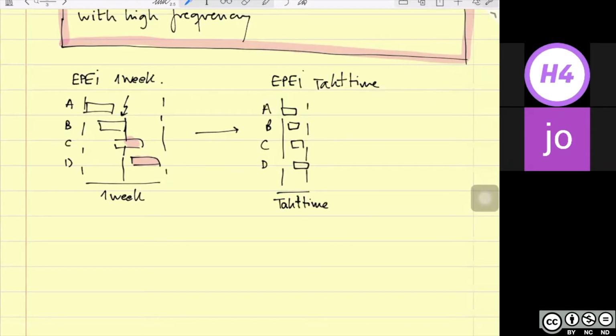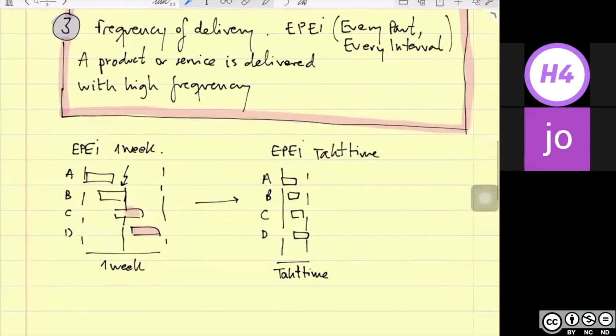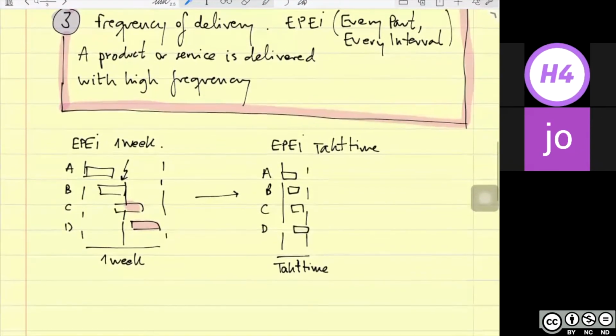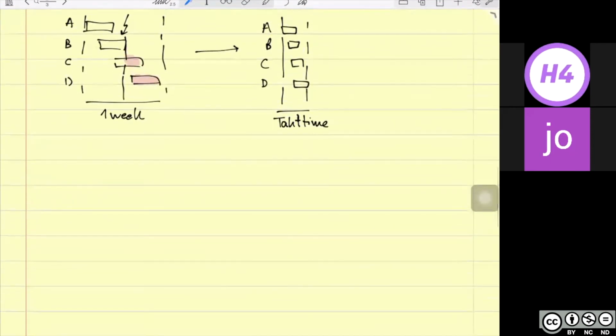And everything in between, okay? Again, if you don't know any of these concepts, you can either Google it or you can look it up in the videos of the previous semesters.